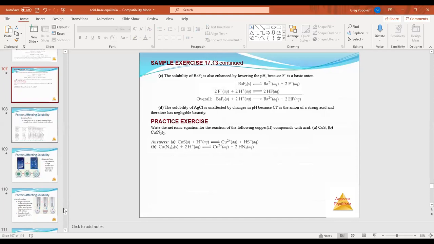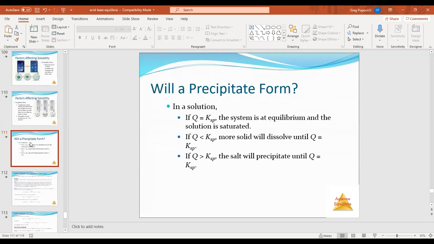One more thing I want to talk about. And that is, will a precipitate form? Important concept. I would assume you're going to get at least one of these questions on the test. All right, we have to think about what Qs were in equilibriums before. A Q is using the equilibrium expression to come up with a number that is then compared to the equilibrium constant. If the number is equal to the equilibrium constant, the solution in this case is going to be saturated. If it's saturated, some precipitate forms, because we have to have some solid in the equilibrium.